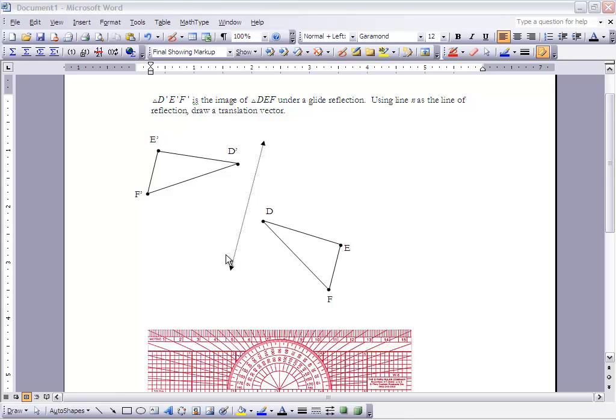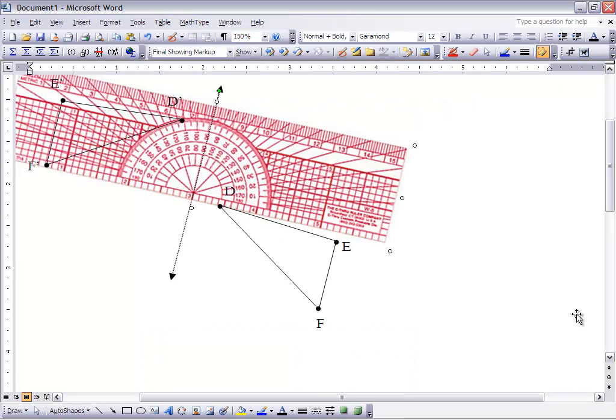Okay, so the easiest way that we can get that translation vector is I just need to find out at least where one point from this figure ends up after a reflection. And once I do that, then I can draw in the vector from that point to where the point ended up. So what I'm going to do is take point D and reflect it over the line. When I do that, I'll get an image point of D that I can then translate to D prime. Okay, so here's where D prime would be then if I do that reflection right about here.